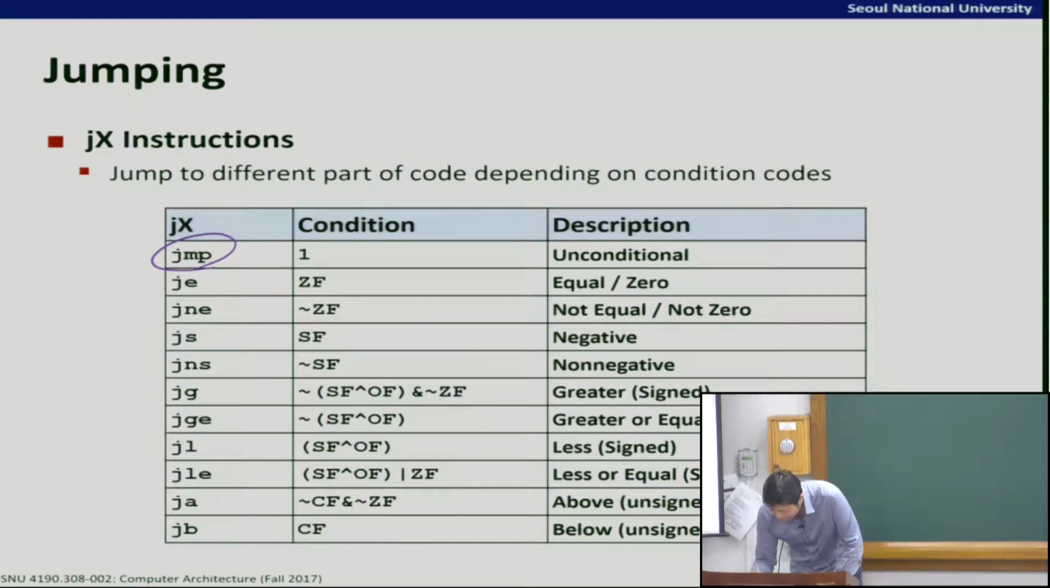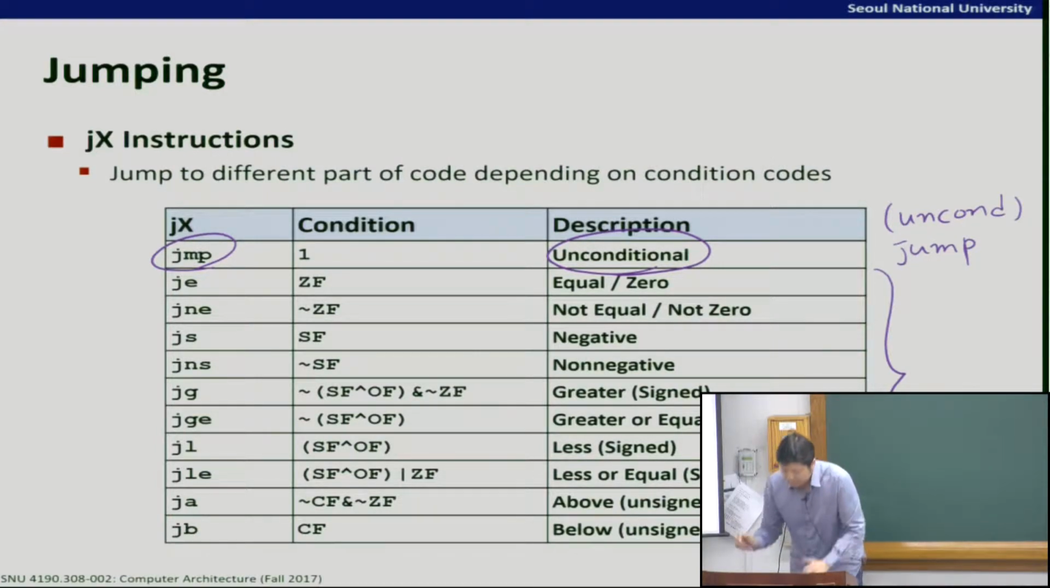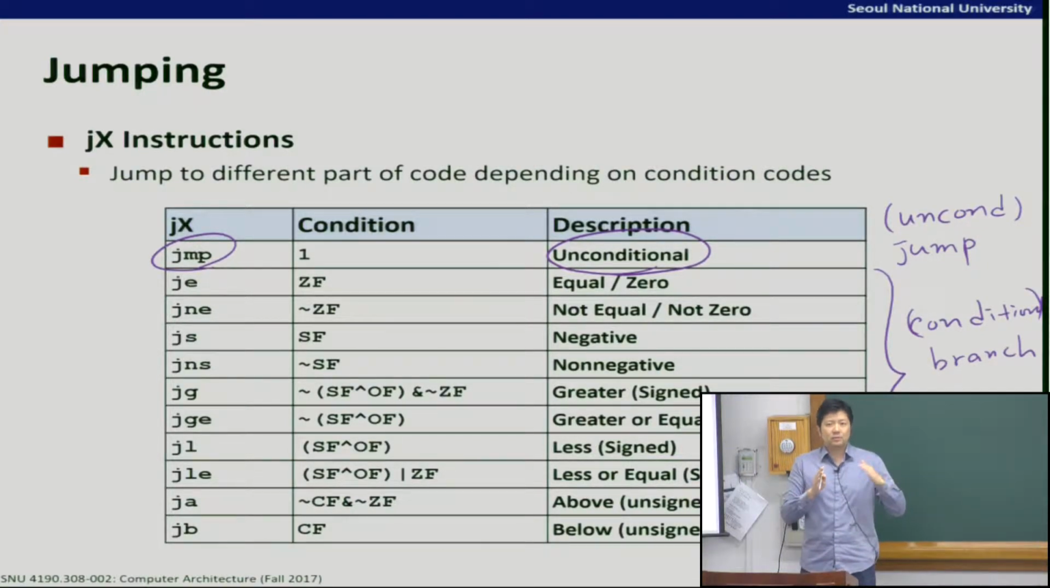And the remaining instructions are conditional. This one is unconditional, sometimes called unconditional jump. Those remaining instructions are called conditional branches. It's a branch because it diverges: your program control may diverge depending on the condition.